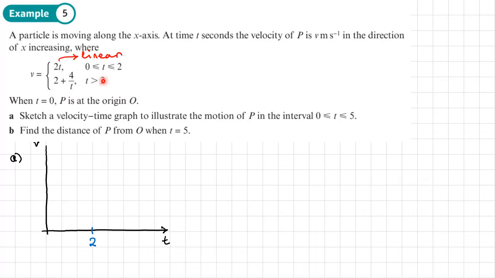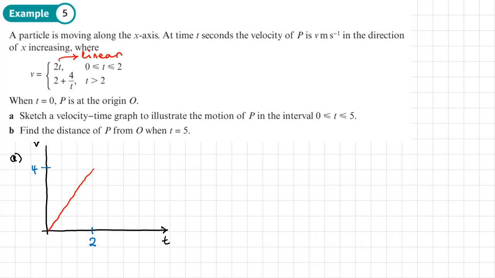It's going to be a straight line. And where does that straight line go from? Well, it goes from 0, 0, because when t is 0, v is going to be 0, 2 times 0, so it starts down here, up to 4. So it's actually going to be a straight line from 0, 0 to 2, 4. So let's mark 4 on the axis here, and let's draw that line in.